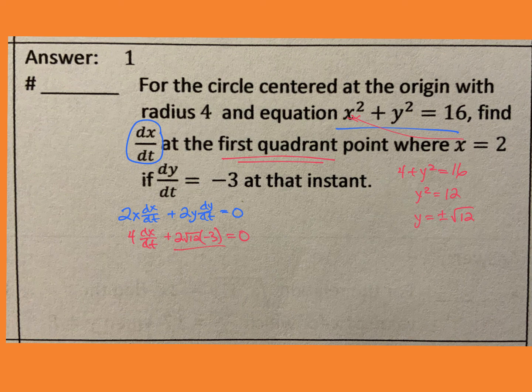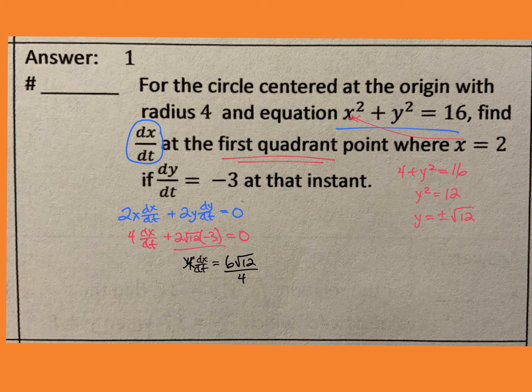So we're going to move this to the right side. So I end up with 6 square root 12 is equal to 4 dx/dt. Well, how do I solve for dx/dt? Divide by 4. So there is what dx/dt is. Now, I personally would be fine with it, just like that. However, we went a little step further if you're trying to look for your answer choice. Who's a perfect square in square root 12? 4.